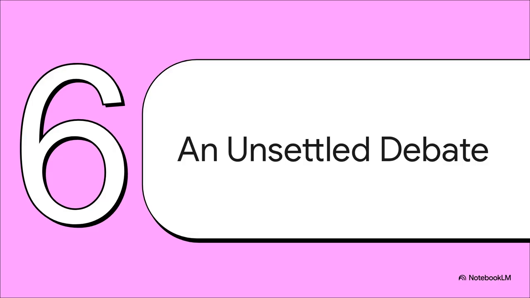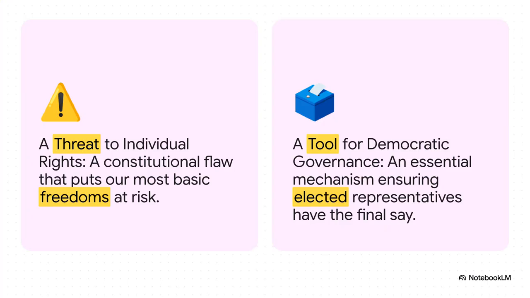So, where does all this leave us? Well, it leaves us smack in the middle of a huge, profound, and still very much unsettled debate about the very nature of Canadian democracy. And there are no easy answers here, folks. It really boils down to two totally different ways of looking at this. Is the clause a dangerous constitutional flaw, a weak spot that leaves our most basic freedoms at risk? Or is it an essential democratic safety valve, an insurance policy that makes sure that in the end, the people we elect have the final say on the laws that govern us?